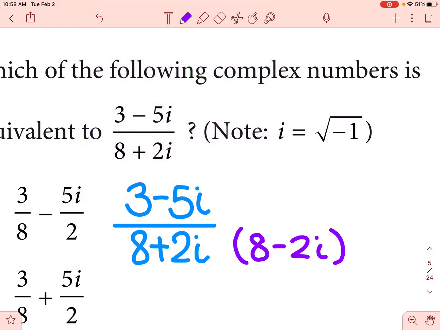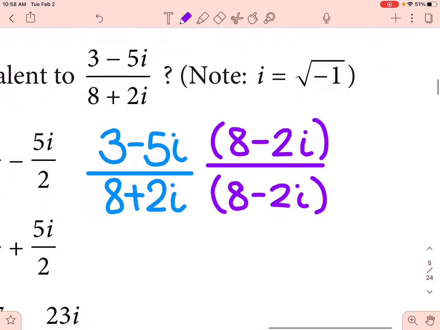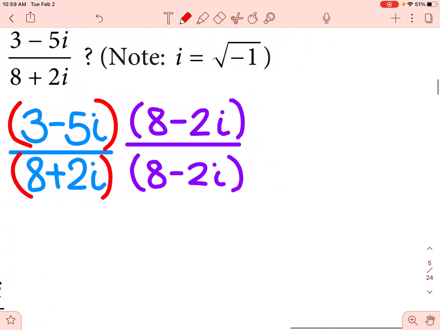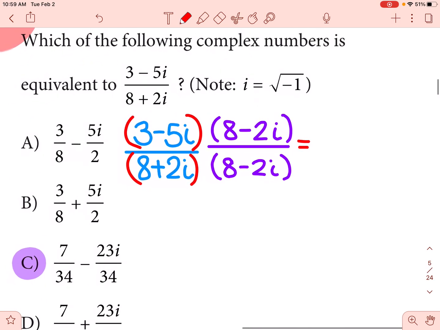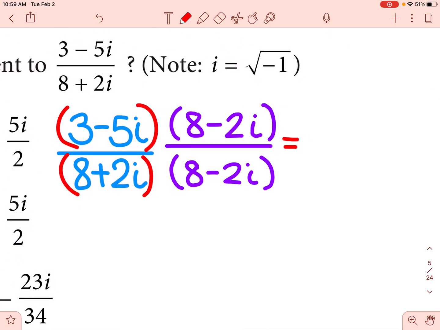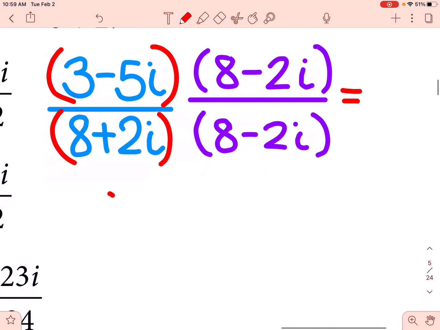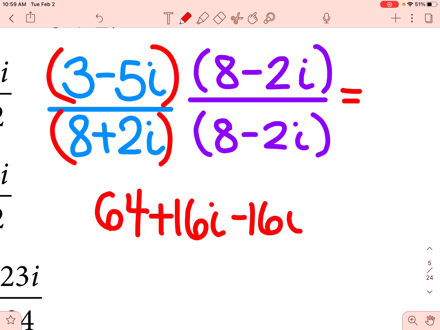This is something you should have learned in Algebra 2. The conjugate is going to be where you just take the denominator and change the operator. The operator is plus in the original, so I changed it to a minus. This is a little tedious. I am going to have to FOIL both the top and the bottom. So let's do the bottom first. If I FOIL that, I get a 64 plus 16i minus 16i, and then minus 4i squared.